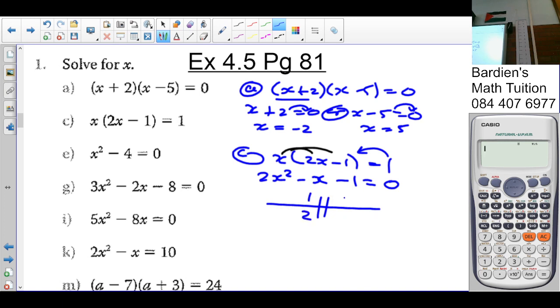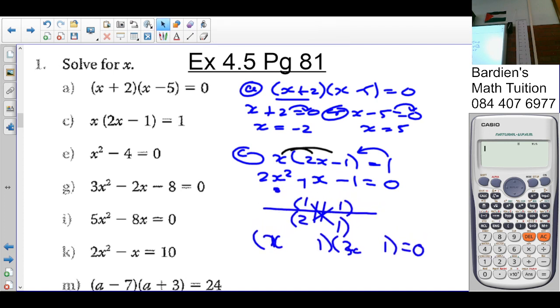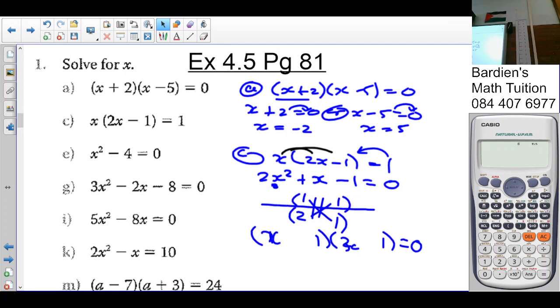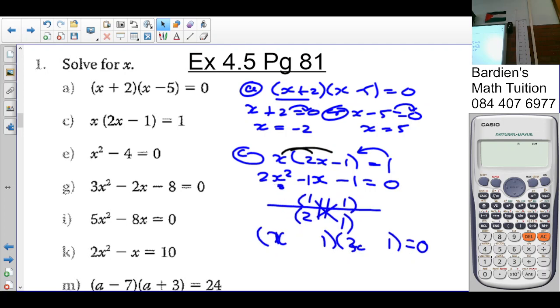1 and 2, 1 and 1. Do we add or subtract our products? Subtract. 2 minus 1 is 1. So it's a 2 and a 1. It's 2x squared, so they get x and 2x. Okay?